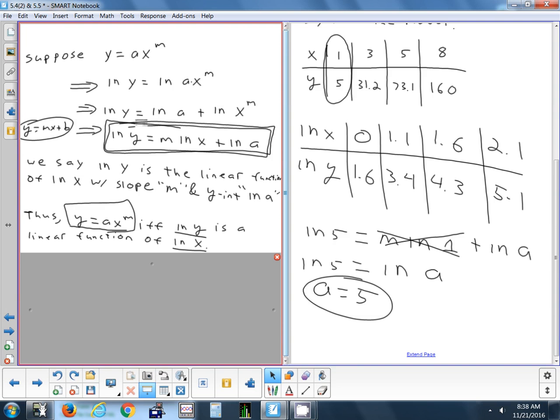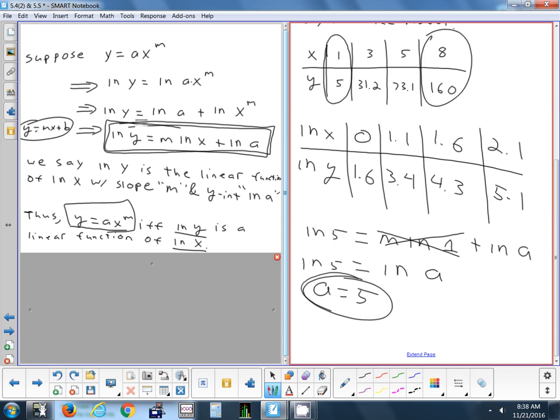All right, so it doesn't really matter which one we pick. Let's do 8, 160, just because it doesn't have any decimals in it. So let's plug that one in. So now take this and that and plug it into that equation I just put a box around. Okay, and solve for m.